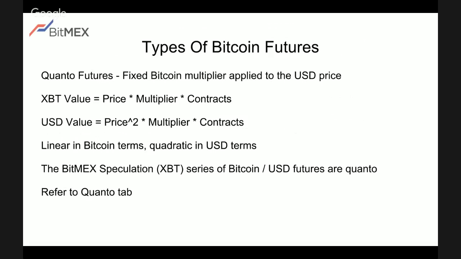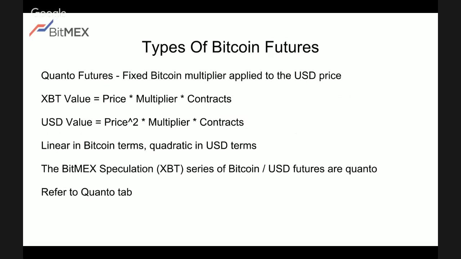So if you look here, the formula for the Bitcoin value, I use the three-letter term XBT for Bitcoin, some people like to use BTC. We can go into the differences later, but this XBT value, or Bitcoin value, is the price of the futures contract times the multiplier times the number of contracts. So quite simple. And then the US dollar value of that contract is the price squared times the multiplier times the number of contracts.